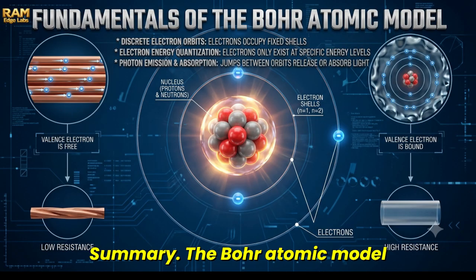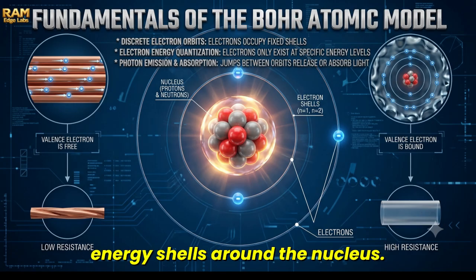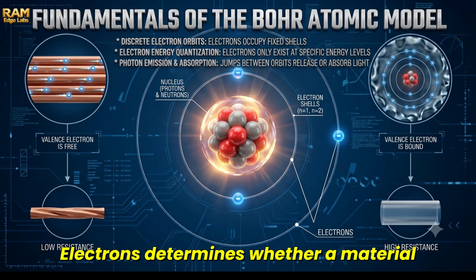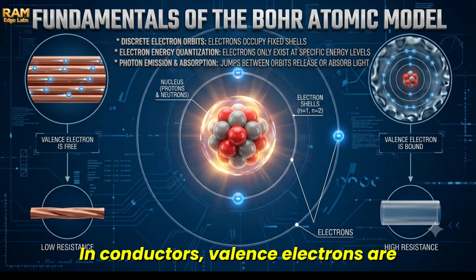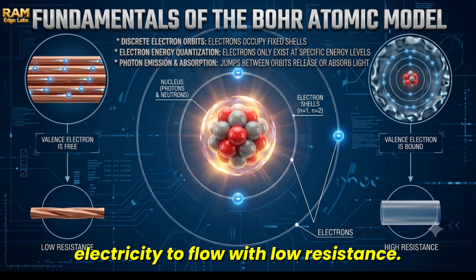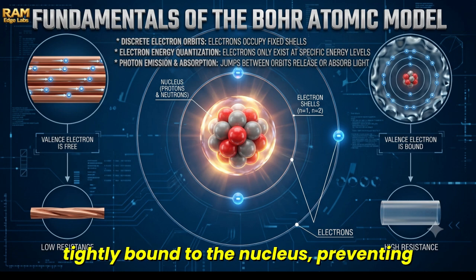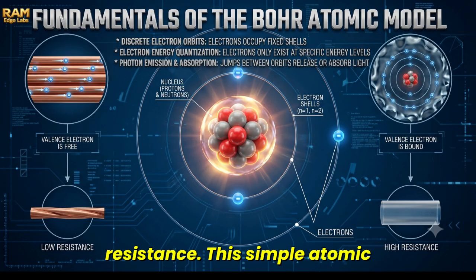Summary. The Bohr Atomic Model explains that electrons occupy fixed energy shells around the nucleus. The behavior of the outermost, valence, electrons determines whether a material is a conductor or an insulator. In conductors, valence electrons are loosely held and move freely, allowing electricity to flow with low resistance. In insulators, valence electrons are tightly bound to the nucleus, preventing electron movement and resulting in high resistance.